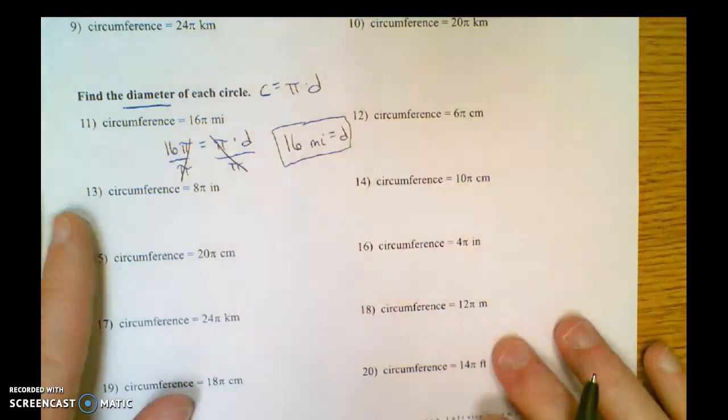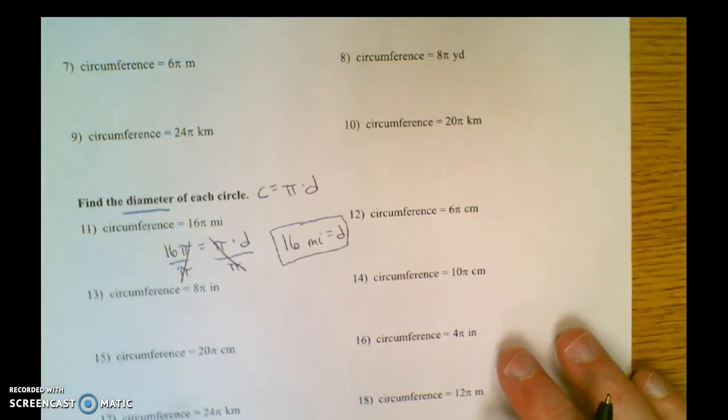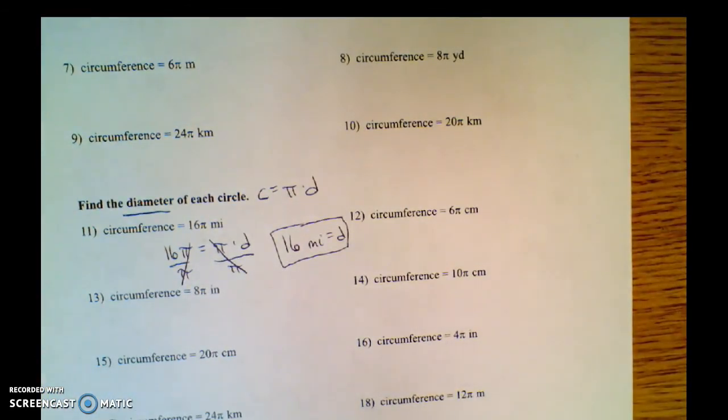And there's your answer. This one's a little bit easier because there's only the pi value that needs to be divided away. So try 11 through 20. That's it for this video, and then you can work on the practice problems for homework.